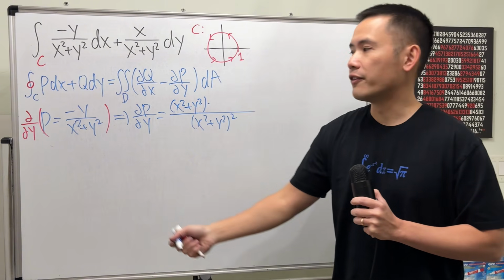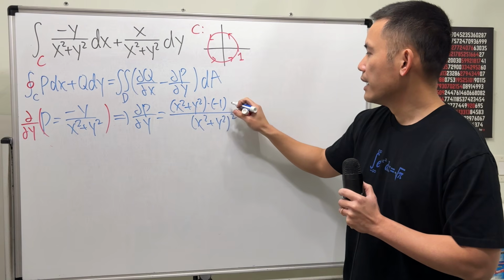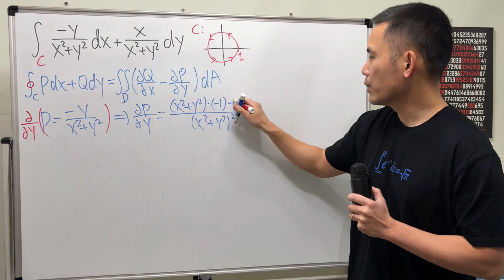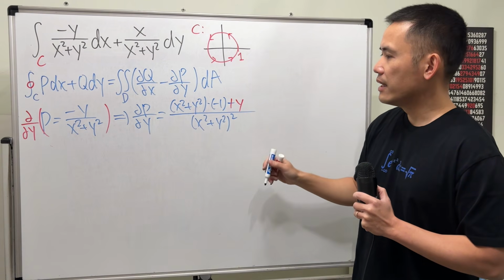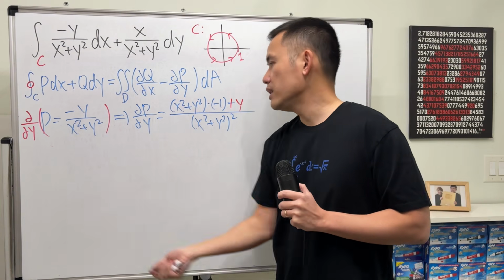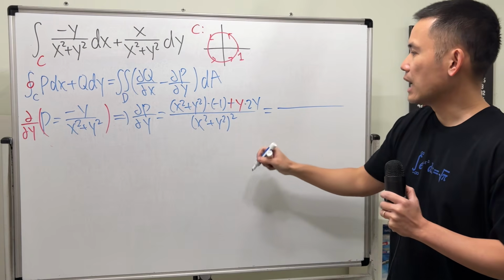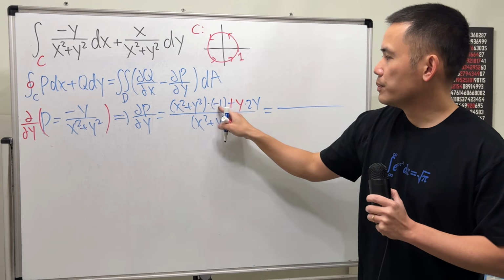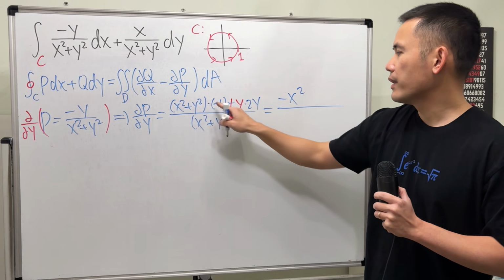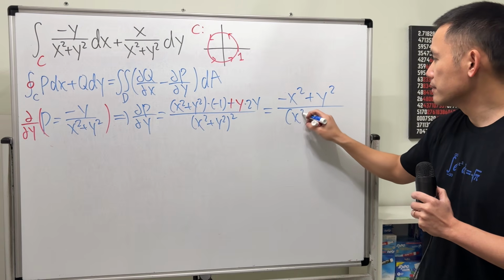Multiply by the derivative of the top function with respect to y, which we need the -1. And then minus the top function, which is negative y. So that will turn that into a positive. And then multiply by the derivative of the bottom with respect to y. And we need 2y. Now simplify the top. This is going to be negative x squared, and then negative y squared, and then plus 2y squared. That will be plus y squared, and then the bottom.